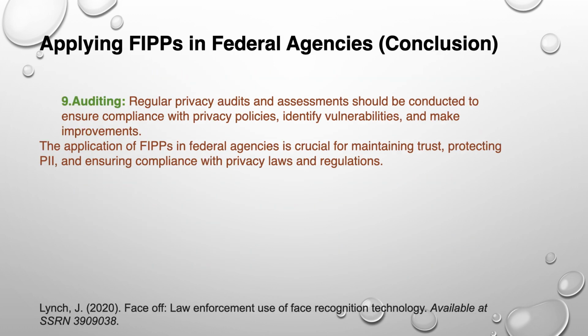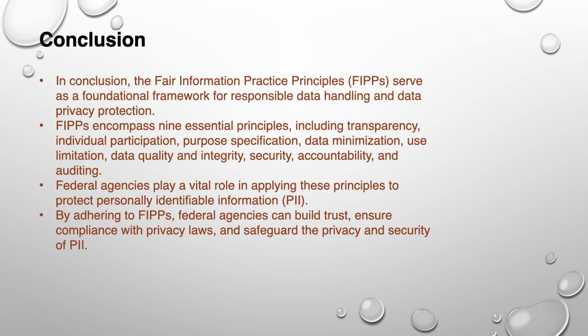The Fair Information Practice Principles, or FIPPs, provide federal agencies with a comprehensive framework to protect personally identifiable information. These principles, from transparency to auditing, enable agencies to build trust, empower individuals, define data collection purposes, minimize data, limit use, ensure quality, and enforce security and accountability.